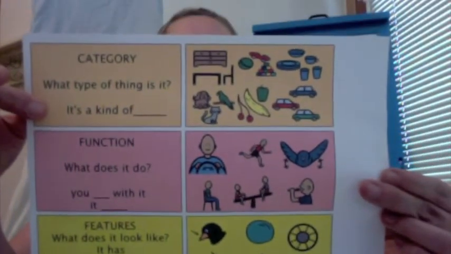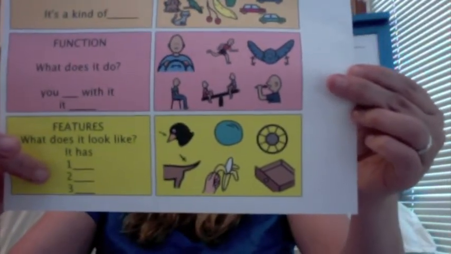Flower is a kind of plant that you can smell. It has stem and petals. Tell me about a flower. It's a kind of plant that you can smell. It has petals and a stem.